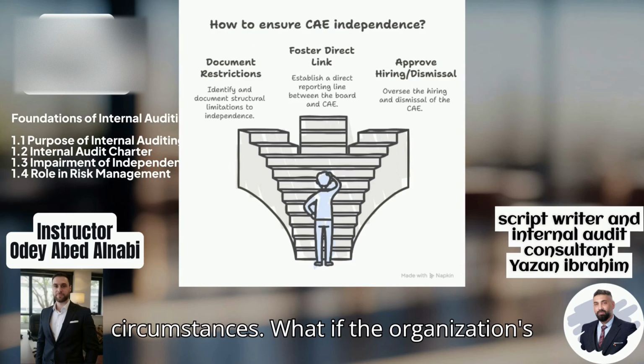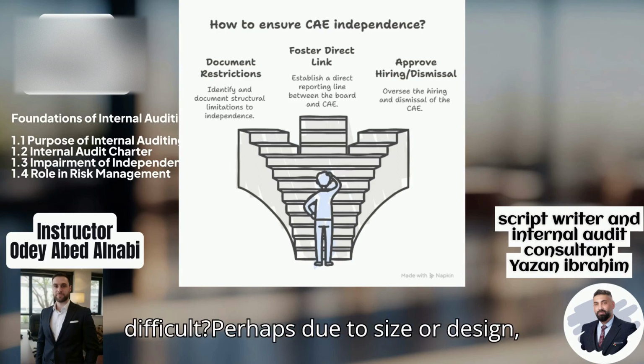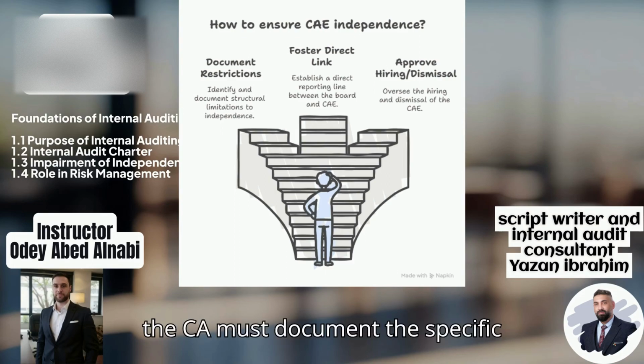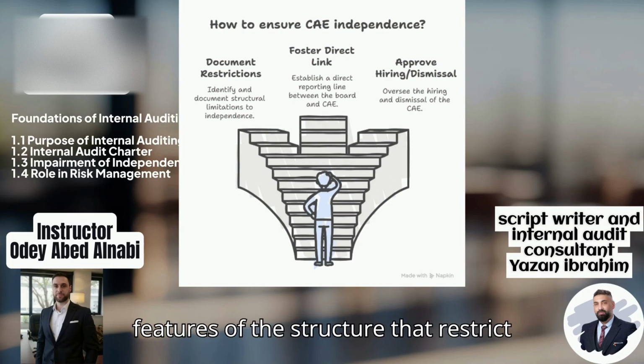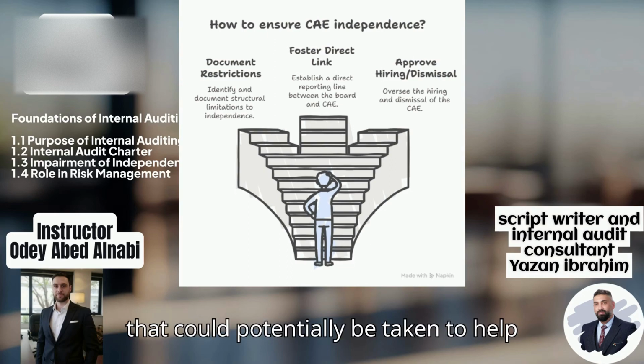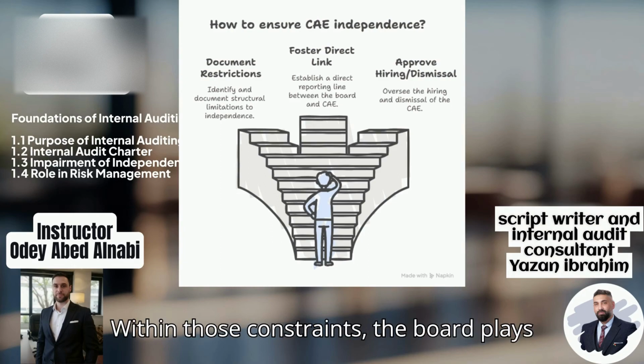What if the organization's very structure makes true independence difficult? Perhaps due to size or design, the ideal reporting lines aren't feasible. In these situations, the CAE must document the specific features of the structure that restrict independence and also note any measures that could potentially be taken to help uphold the principle as much as possible within those constraints.